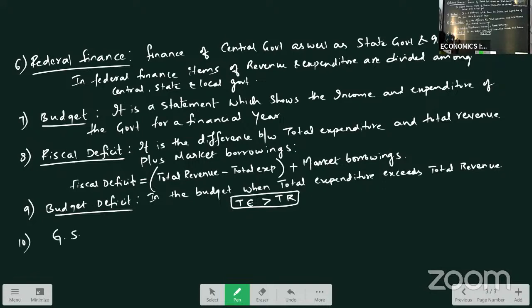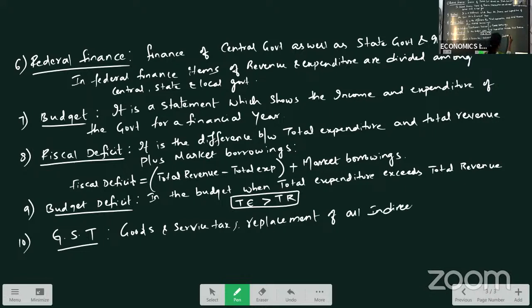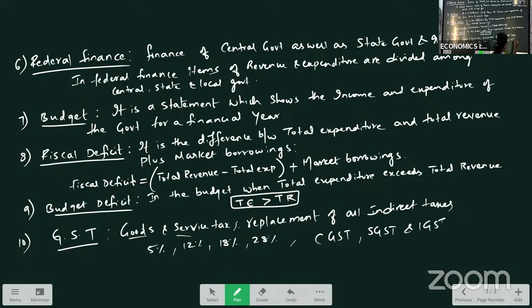Last and final question, that is GST, goods and service tax. Goods and service tax is a combination of all indirect taxes, or we can write replacement of all indirect taxes which is levied on goods and services. So it is a type of indirect tax. The various slabs are 5%, 12%, 18% and 28%. The various GSTs that are collected by government are CGST, SGST and IGST, as we have discussed in detail in the previous classes.